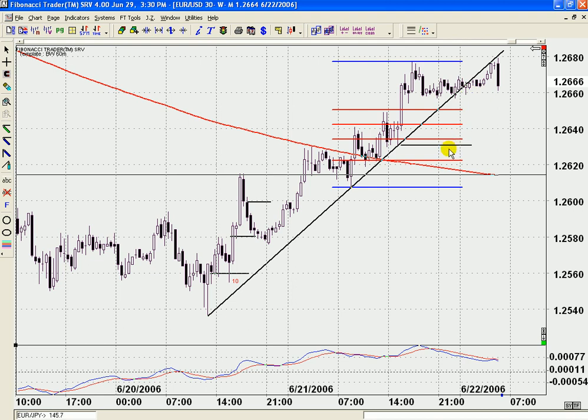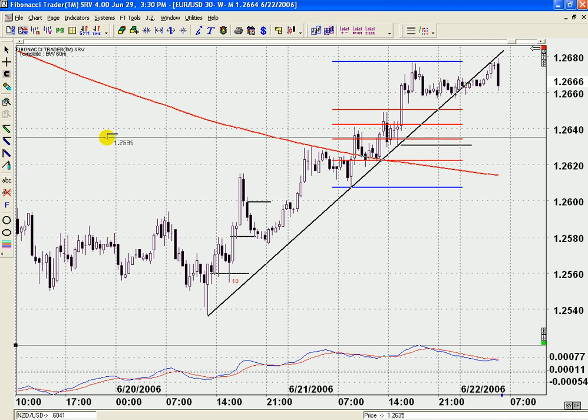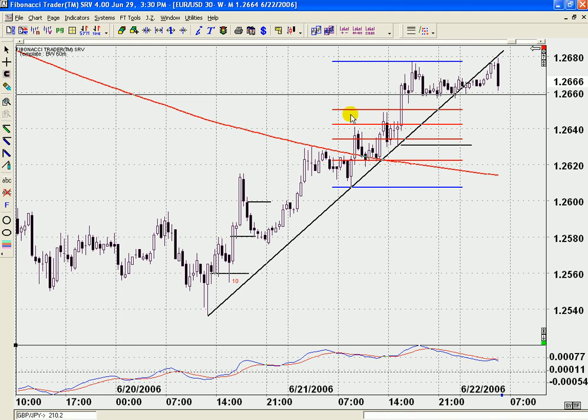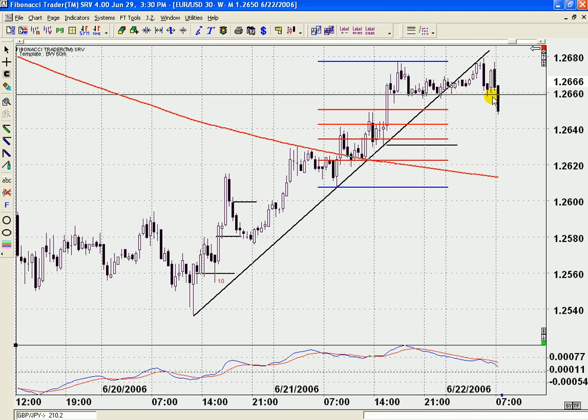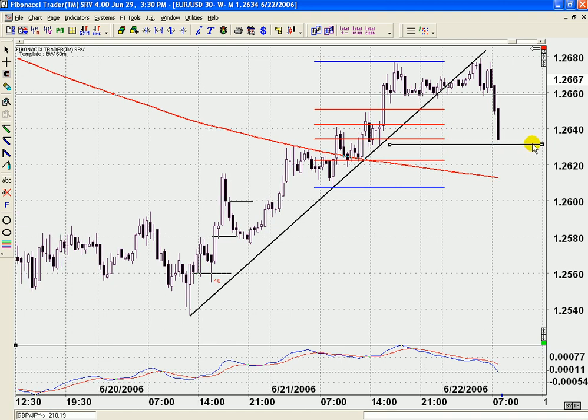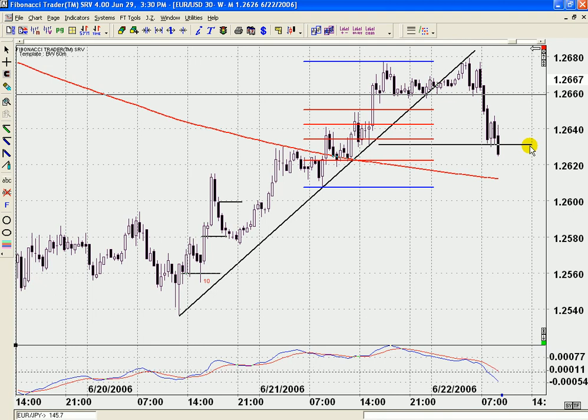Now, if we get below, you see this 60 level here? That's quite an important level. It bounces at 60. Now it moves through. Now the trade is in trouble. This is our protective stop here, still at 30. And it bounces there, and we now get stopped out.